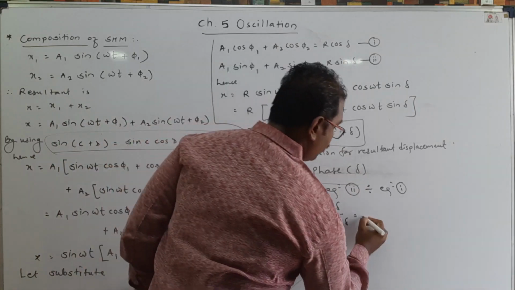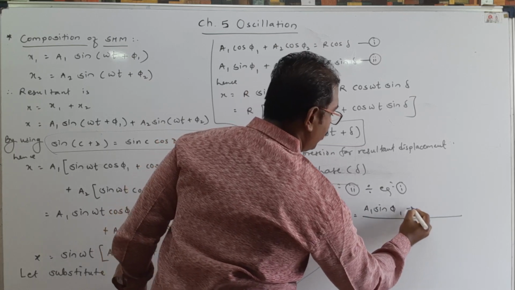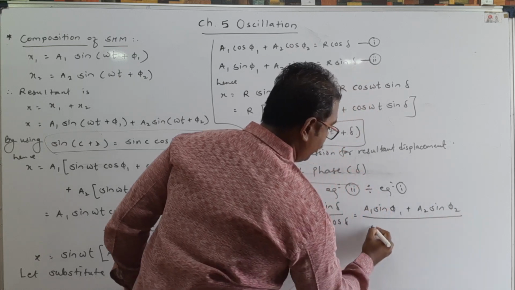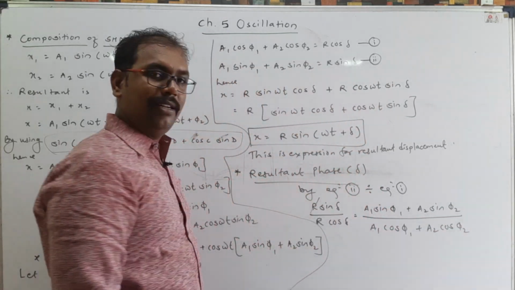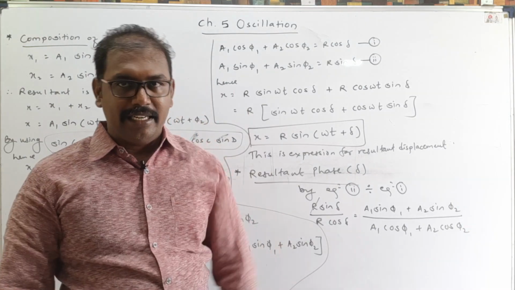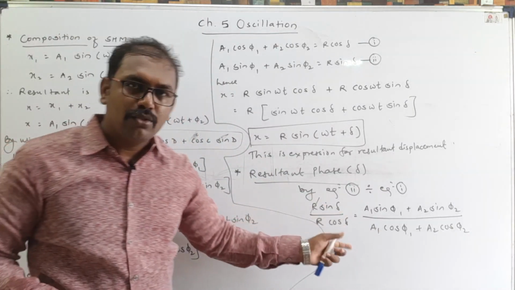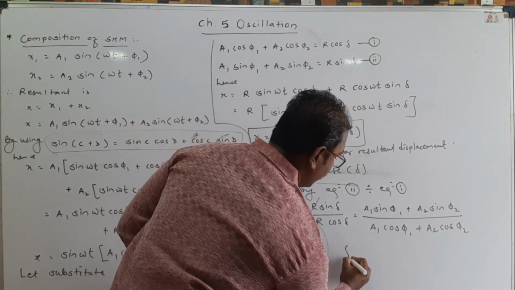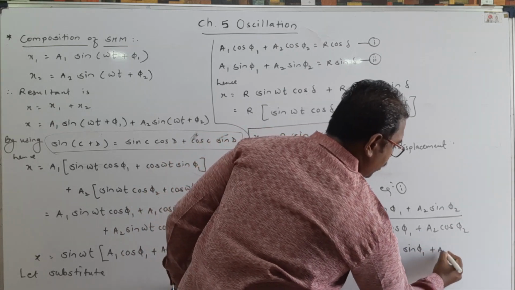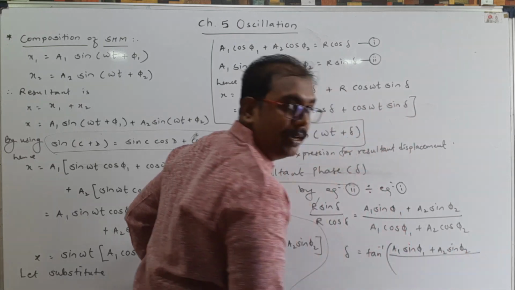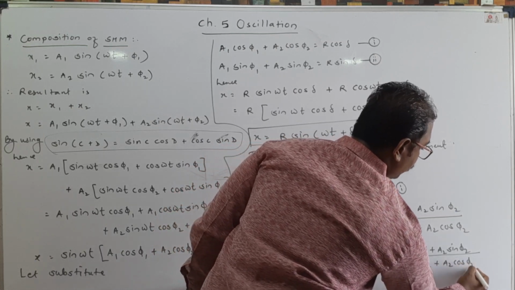So I write it like here: R sin delta divided by R cos delta is equal to this term divided by this term. So A1 sin phi 1 plus A2 sin phi 2, divided by A1 cos phi 1 plus A2 cos phi 2. Now here R gets cancelled. Sin delta by cos delta is tan delta. Tan delta is equal to this. But we have to obtain an expression for delta. So tan I can shift to that side as tan inverse. So we get delta is equal to tan inverse of this bracket: A1 sin phi 1 plus A2 sin phi 2 divided by A1 cos phi 1 plus A2 cos phi 2.